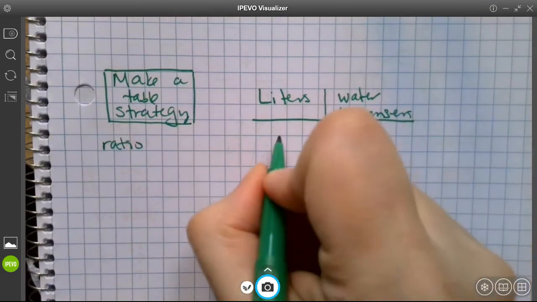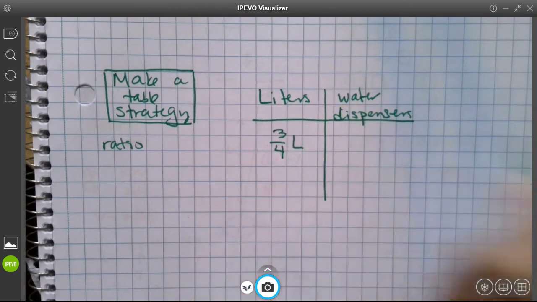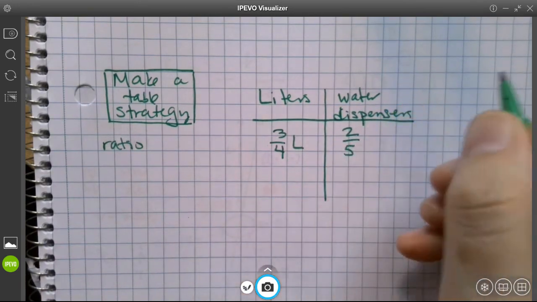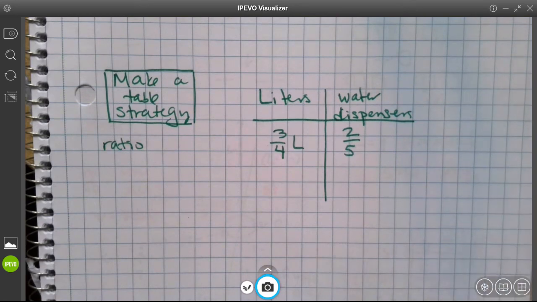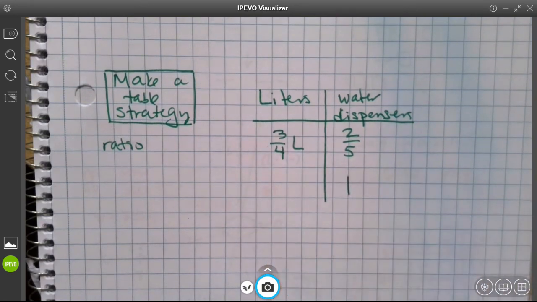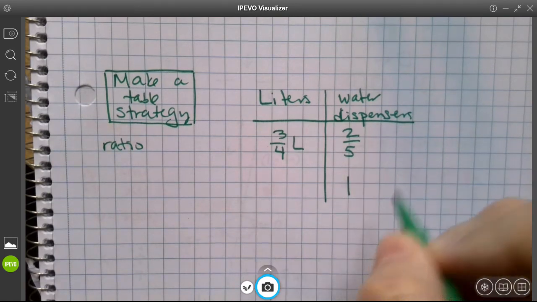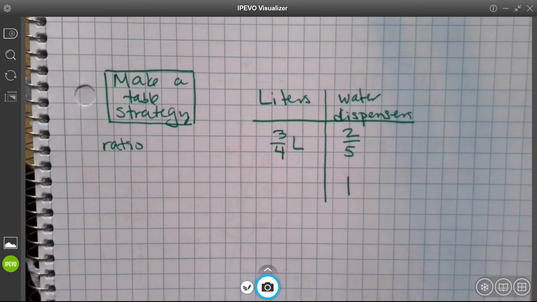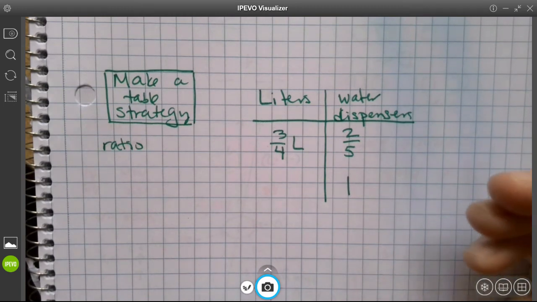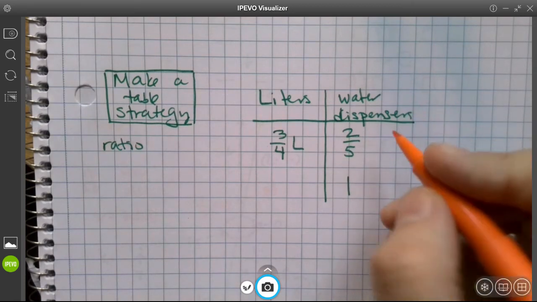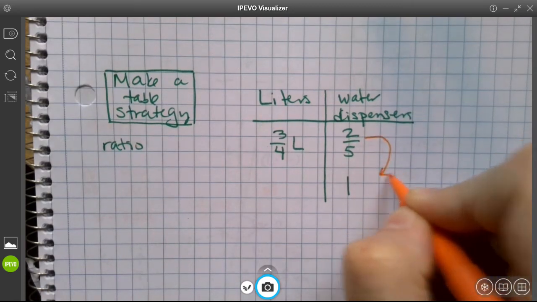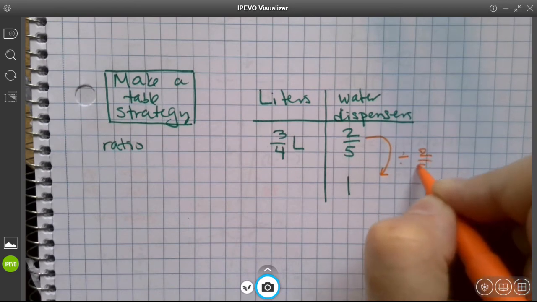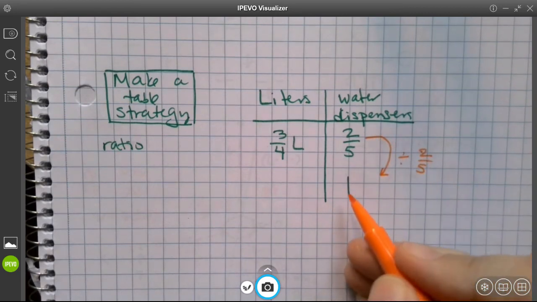So we know that 3/4 of a liter of water filled out 2/5 of a water dispenser. And I want to know how much one water dispenser is. So what I did, and this strategy helps me to write my equations. What I did was I know that anything divided by itself equals 1, like 5 divided by 5 equals 1, 2 divided by 2 equals 1. 2/5, if I divide 2/5 divided by 2/5, that's going to equal 1.